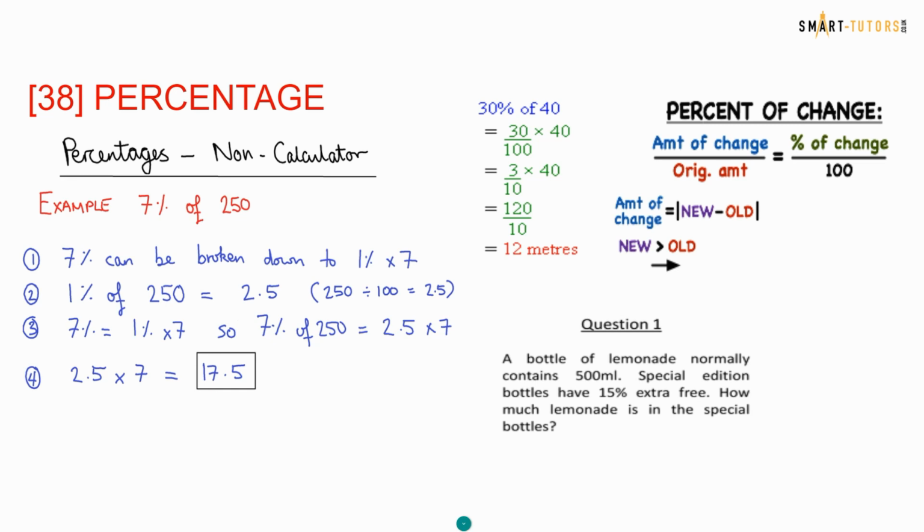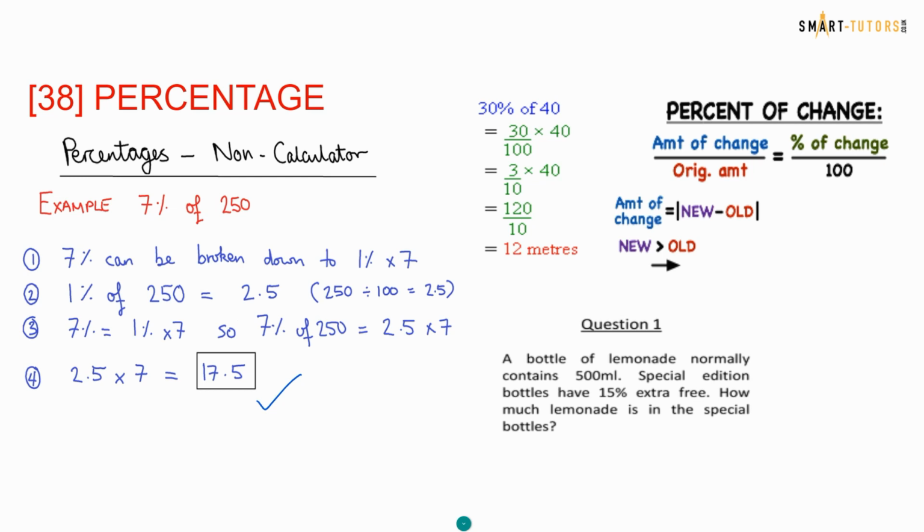Topic 38, percentage. So percentage for the non-calculator paper, say for example 7% of 250 means, so 7% can be broken down to 1% times 7. So 1% of 250 is 2.5. All you want to do is divide by 100. Then for 7%, you times that by 7. So 2.5 times 7 is 17.5. That is the easiest way to do that for a non-calculator paper.